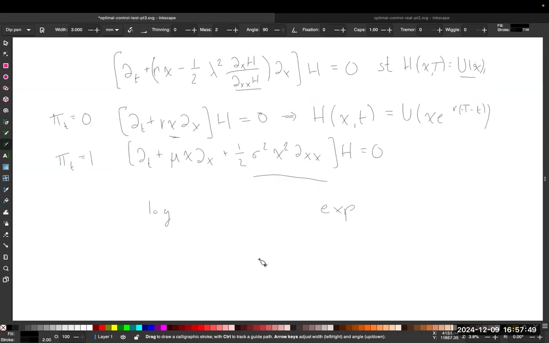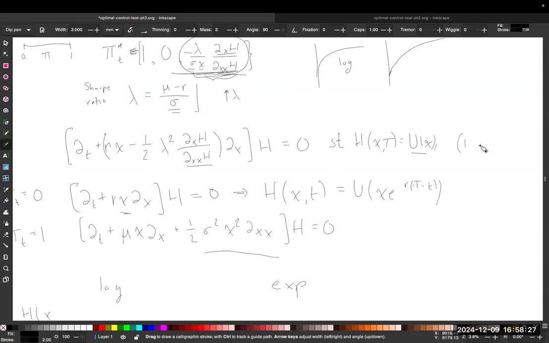So in the case of the log utility, let's see, how do I want to use the rest of this time? I'm going to write down the equation for the Hamiltonian in the case of the two utility functions, and we could check it, but I'll just go ahead and write them down. So in the case of log utility, and I should number these equations so we're not going totally insane. Let's call this 1, 2, 3.